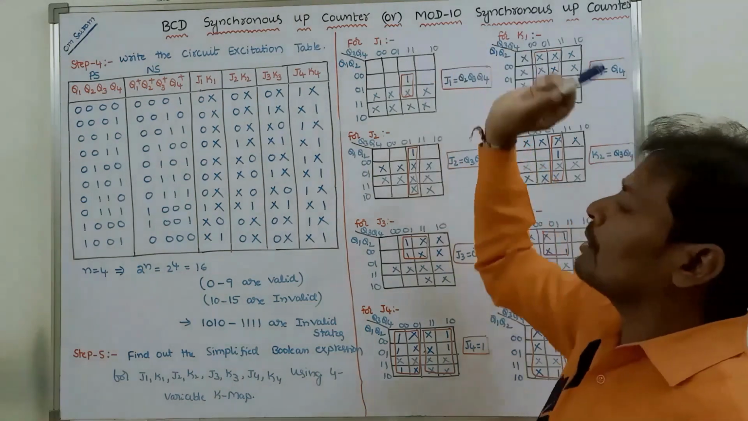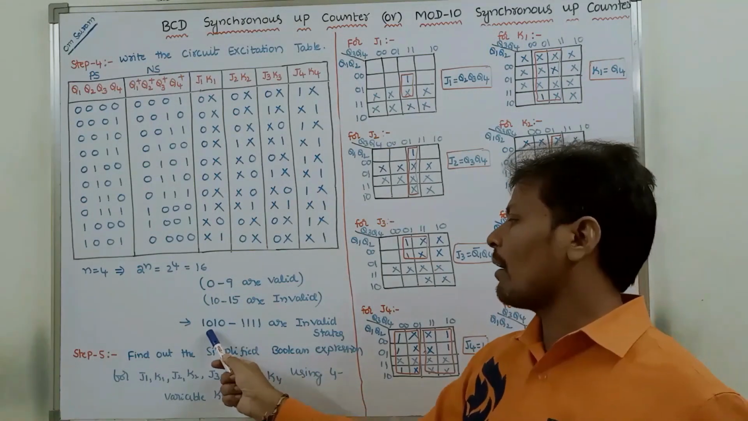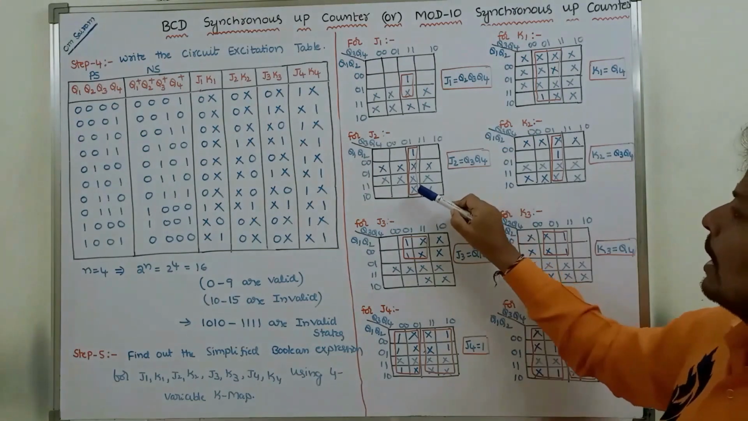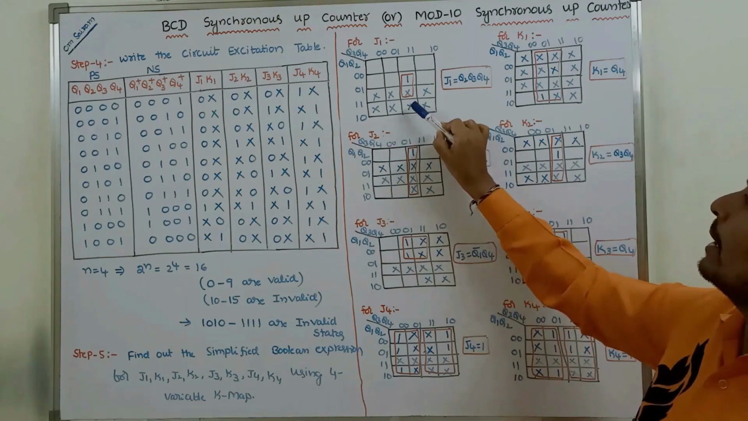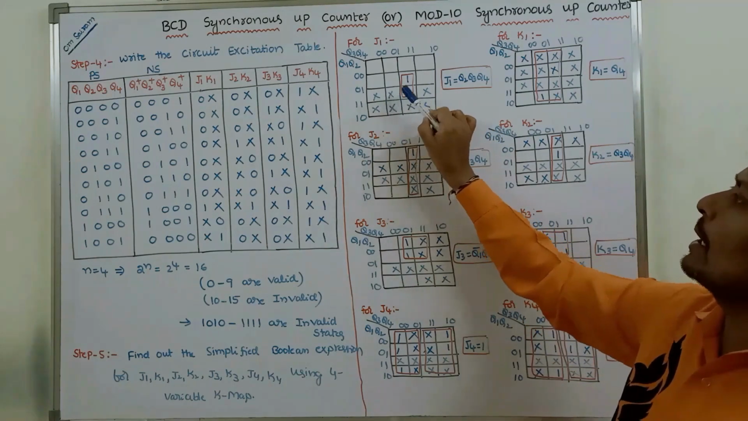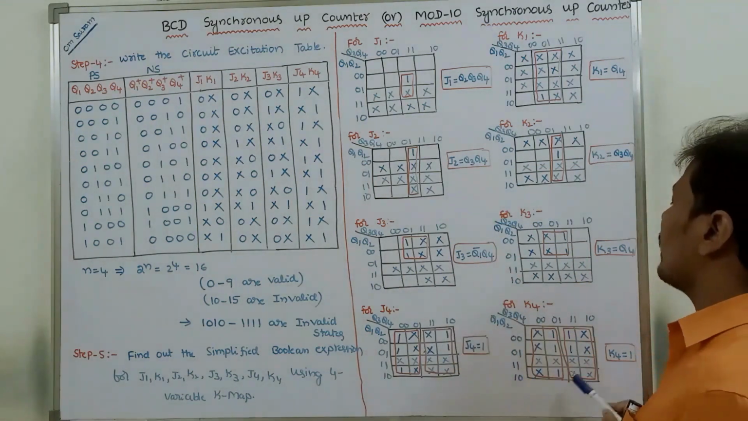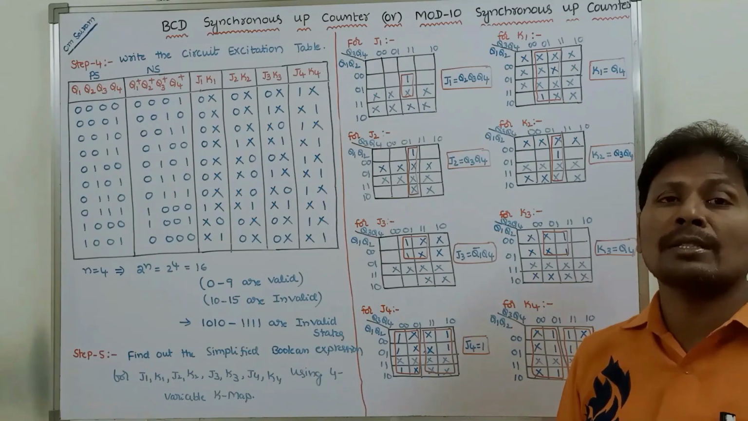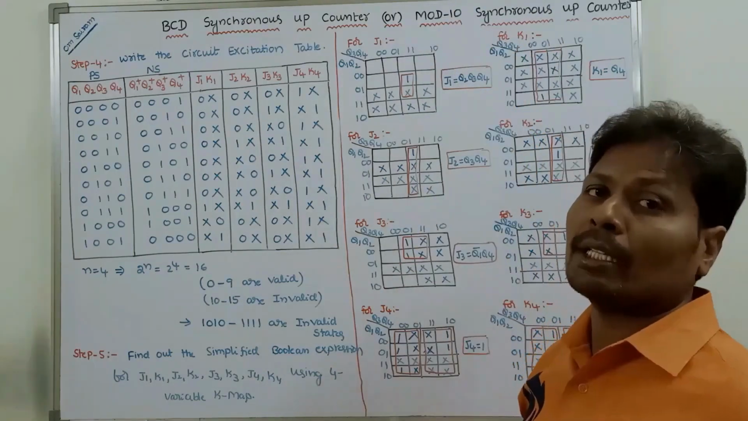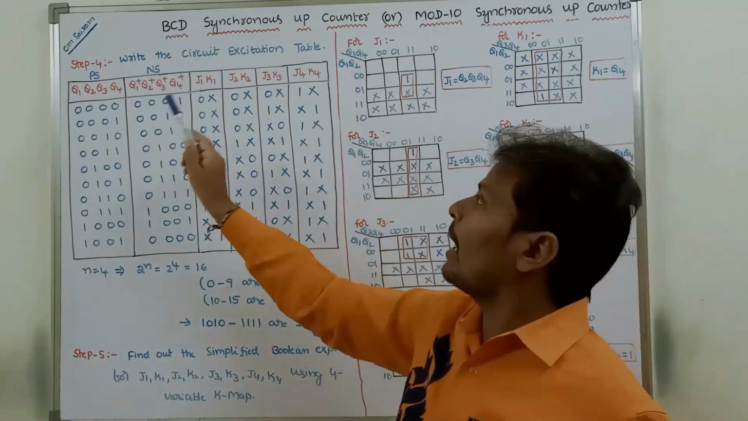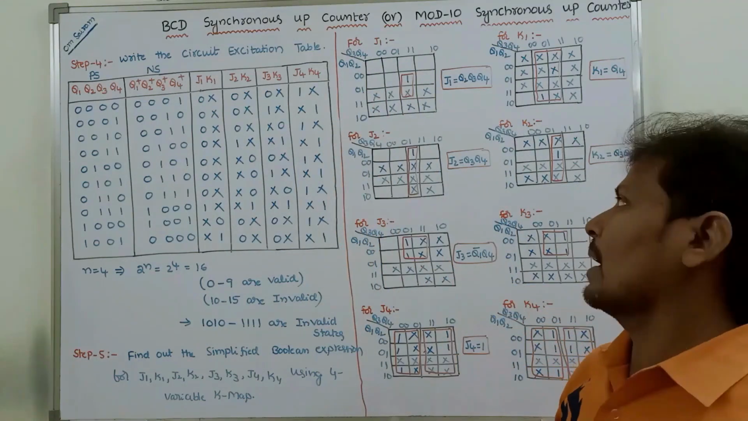For each and every Karnaugh map, the invalid states are 10 to 15, that is 10, 11, 12, 13, 14, 15. So in each Karnaugh map, 10 to 15 are filled with don't cares because they are invalid states. Now observe the J1 Karnaugh map. On the horizontal side I am taking Q1, Q2, and on the vertical side I am taking Q3, Q4 as inputs.